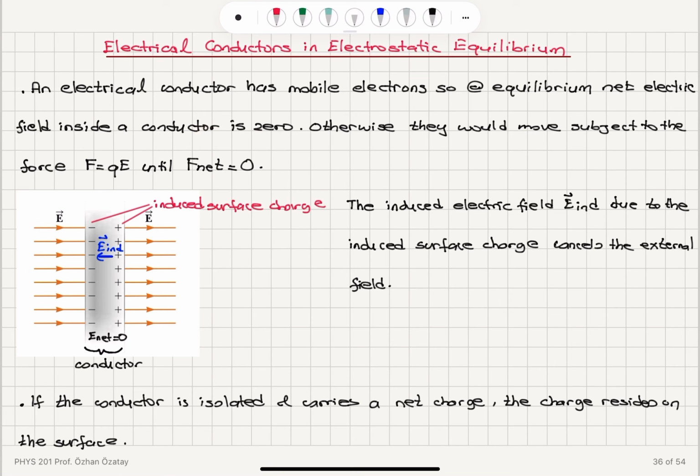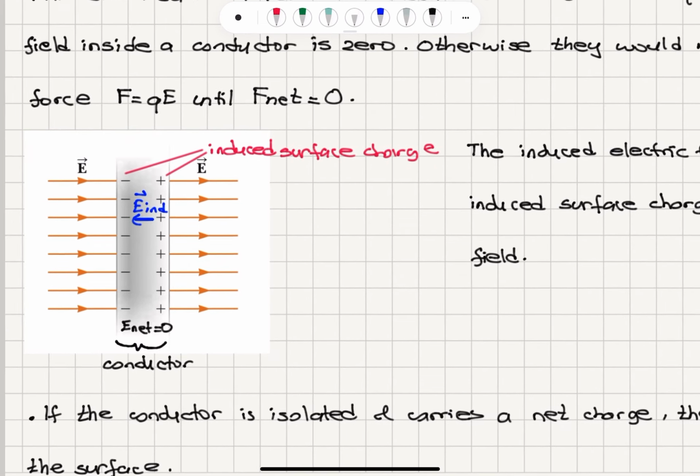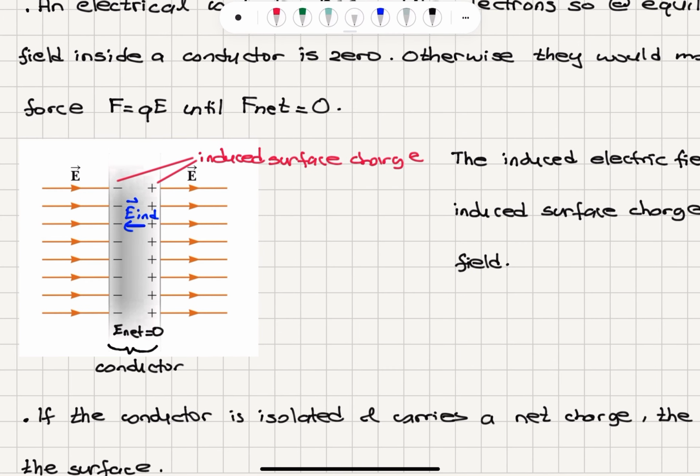Otherwise, they would move subject to the force Q times E, the electron charge multiplied by the electric field. So the electrons would move until the net force on them is zero. So that's the argument. If I put an electrical conductor inside a uniform electric field like this, there's a positive charge distribution that created this electric field. So the electric field lines point from positive charges to negative charges here.